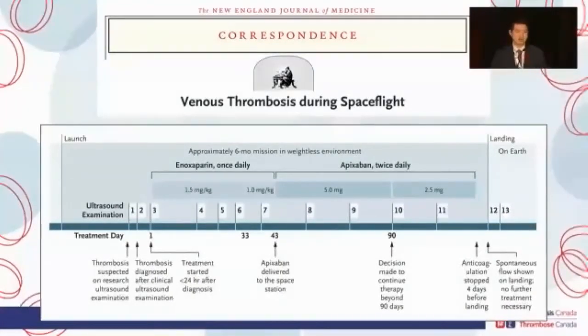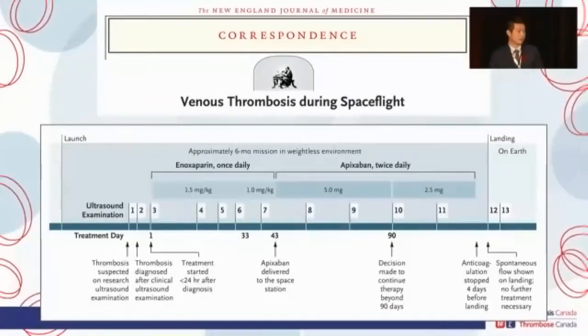They were doing a research study on vascular flow, and so all the astronauts had to image various vessels. On one of them, they found a blood clot, and they didn't know what to do. So they did a virtual visit with some of the hematologists in the States. Because of their limited supply, they only had enoxaparin, so they started the patient on enoxaparin.